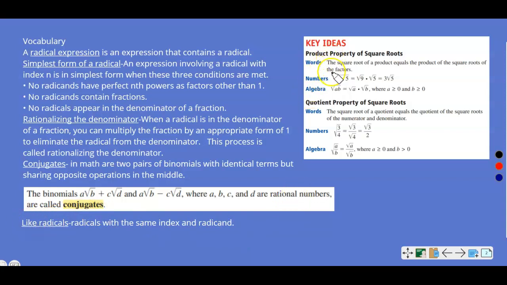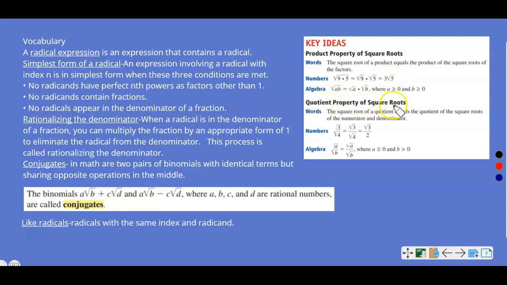All right, one of your key ideas here, product property of a square root. If you have the square root of 9 times the square root of 5, you can pull those two apart because 9 is a perfect square. So you're going to write the square root of 9 times the square root of 5. The square root of 9 is just 3, so you have 3 square roots of 5. So this 3 square roots of 5 is equivalent to the square root of 9 times 5. And actually 9 times 5 is 45. So if you started with the square root of 45, you could rewrite it as this.